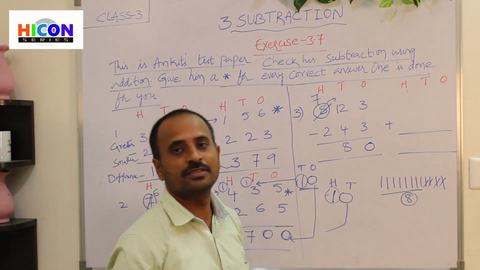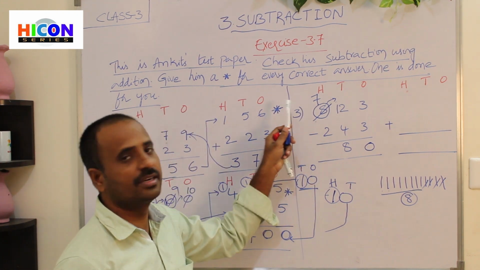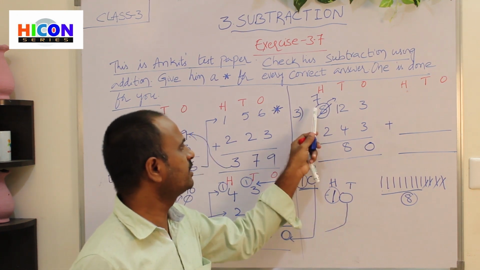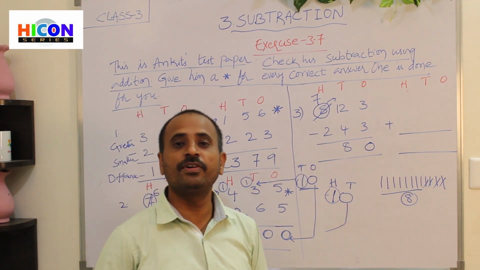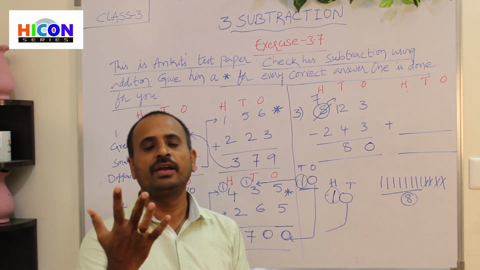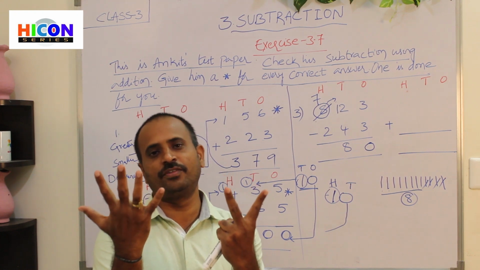Now go to hundreds place. What are the digits present in hundreds place? 7 and 2 are present in hundreds place. So what is the first number? 7. Open 7 fingers of your hand. 1, 2, 3, 4, 5 and 6, 7. These are the 7 fingers.